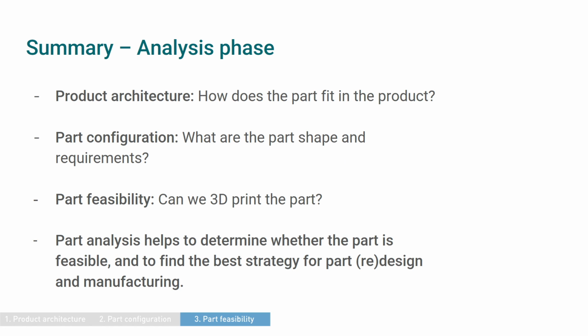In summary, the analysis phase consists of the product architecture and part configuration. The product architecture describes how the part fits in the product. The part configuration describes the part shape and part requirements. The analysis phase is important because it will not only tell you if it is feasible to print your part, but also point out the necessary information for you to redesign and manufacture a 3D printable version of your component. Now, let's move on to the redesign phase in our next video.